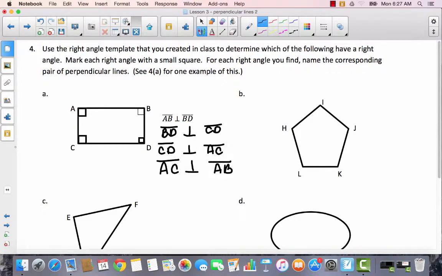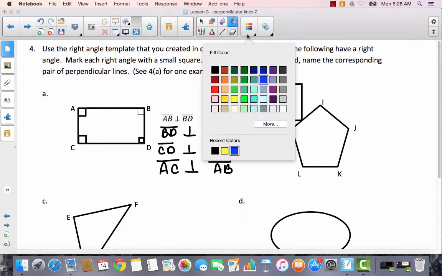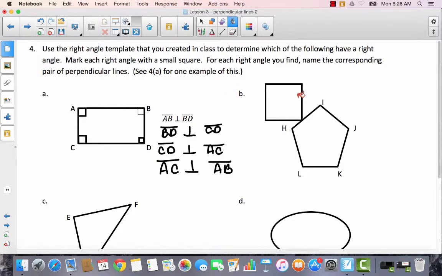Okay, let's take a look at B over here. Now, first of all, I'm going to go up here and create a little right angle template for myself by using a square because I know that squares have 4 right angles. Now, if I take this and fill it in with a color so it's a little bit easier for us to see, I'll make it green.